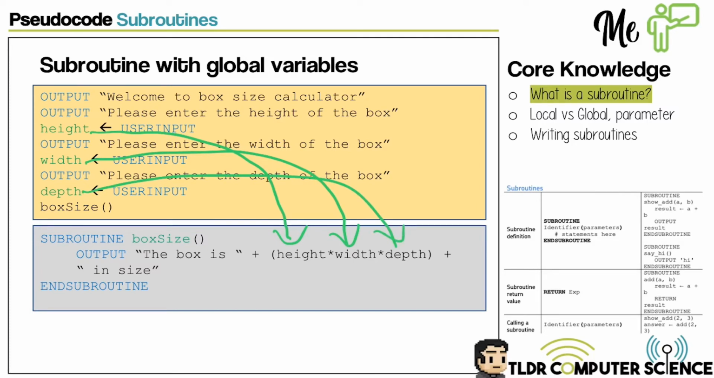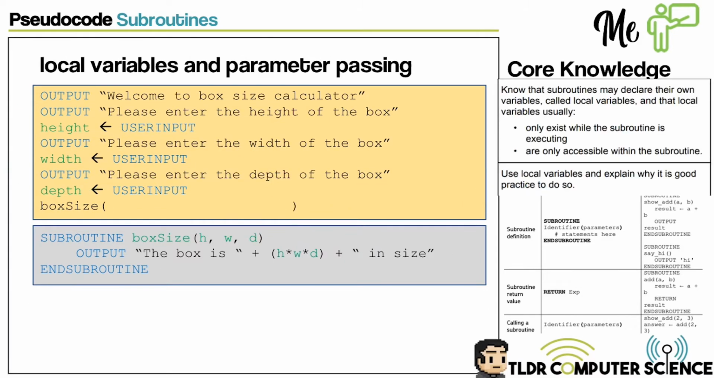Because this main bit of code here, any variable declared there is called a global variable. A global variable like height and width and depth can be viewed anywhere throughout the code. So any subroutine can view that variable. So global variables can be viewed throughout the scope of the program in any subroutine. The opposite of that is something called a local variable.